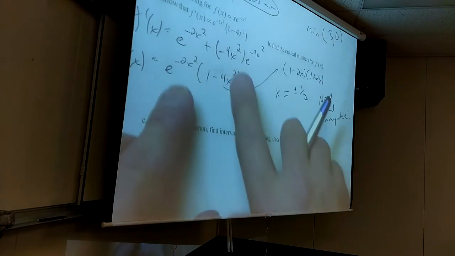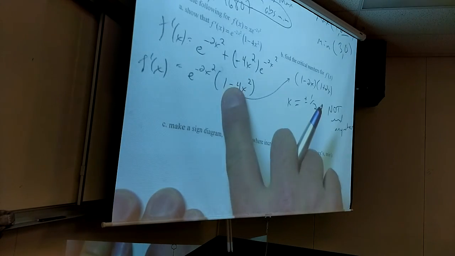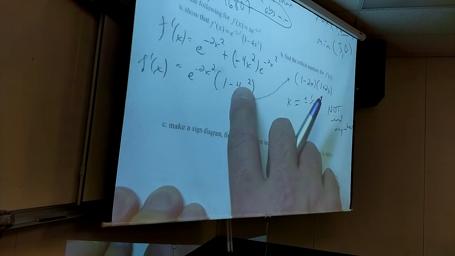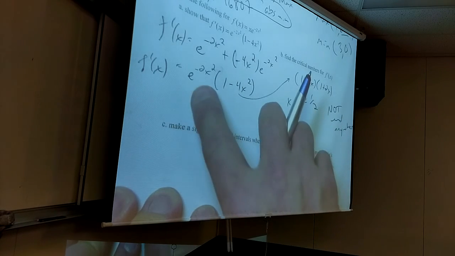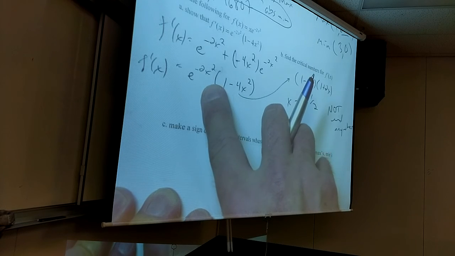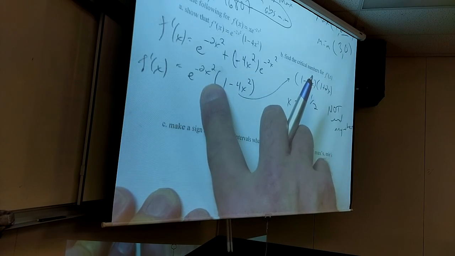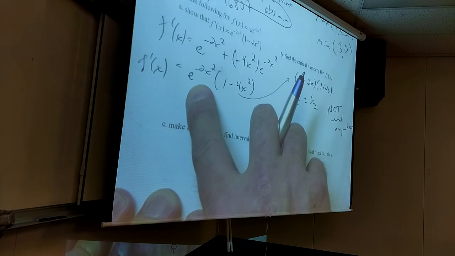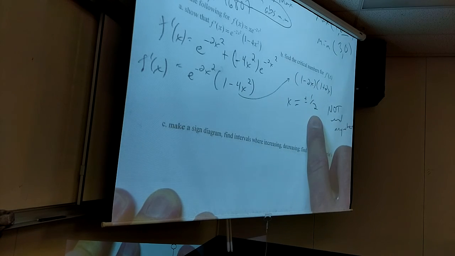Alright guys, so this is a little bit quicker. A little derivative, just the product rule, and then you can take the e to the negative 2x squared out. E to the power can never equal 0. We know there's an asymptote at 0 for exponential functions, so that's not going to give me any critical locations. It's not undefined anywhere, so only this gives me the critical numbers.